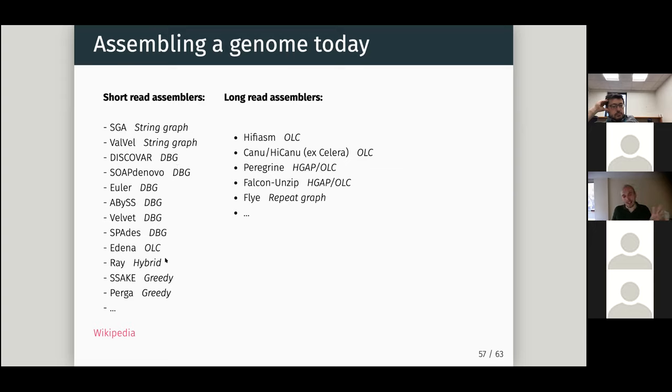And so basically this is the approach. The greedy approach is not good usually. It's not even to consider. It's not going to provide you with the optimal solution. So forget about that. The two approaches are essentially based on the principles of the de Bruijn graphs, or on the principle of OLC, overlap, layout and consensus.